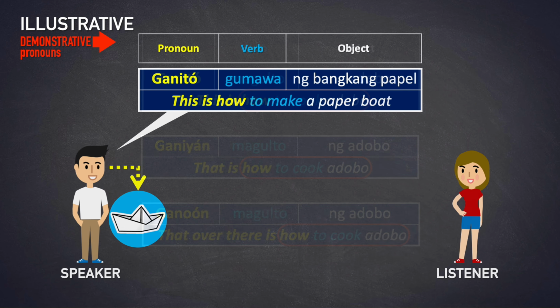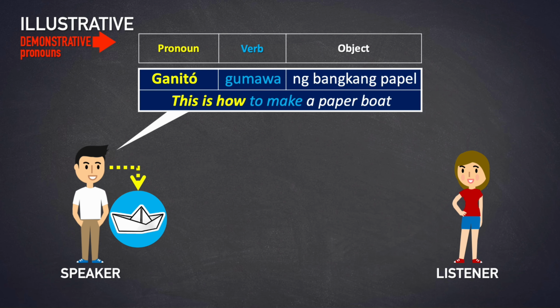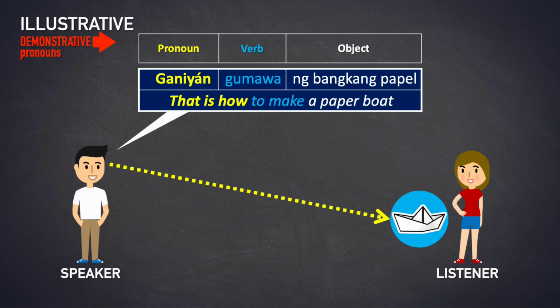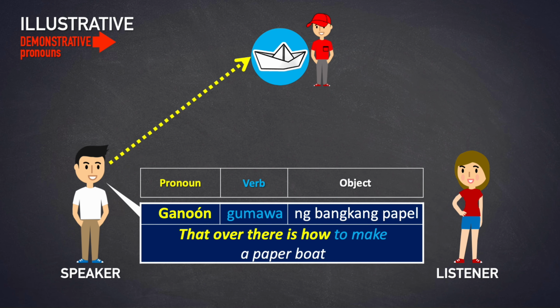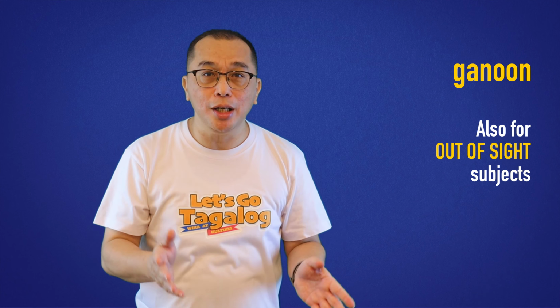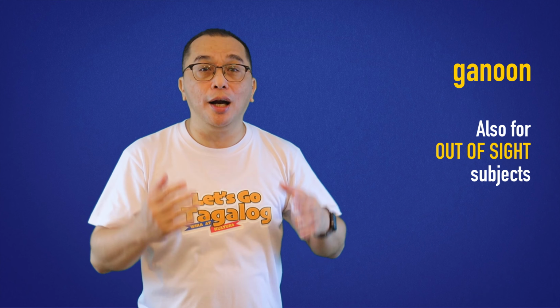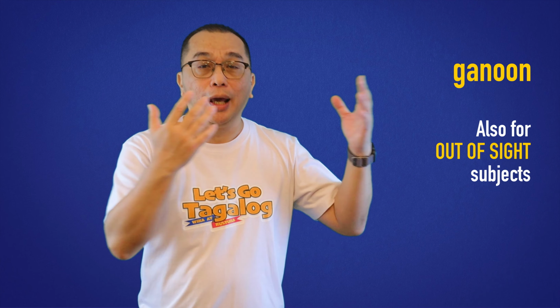Moving on. Ganito gumawa ng bangkang papel. This is how to make a paper boat. Ganiyan gumawa ng bangkang papel. That is how to make a paper boat. Ganoon gumawa ng bangkang papel. That over there is how to make a paper boat. Let me just point out that ganoon, like in any other categories of demonstrative pronouns, does not just refer to subjects away from the speaker and the listener, but also to subjects, ideas, or concepts which are out of sight from both the speaker and the listener.